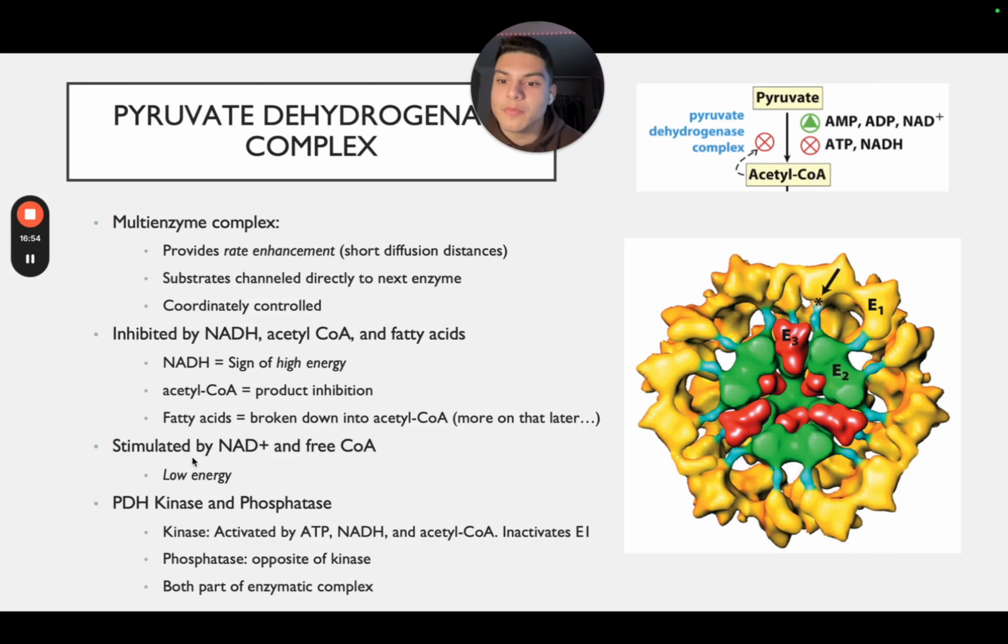And then it's stimulated by NAD plus and free CoA, which are signs of low energy. So that's the way you can rationalize a lot of these regulations, is that we're talking about cellular respiration. We're talking about breaking down macromolecules into usable forms of energy. If we have high energy, we don't need to break down those macromolecules. As a matter of fact, we would probably build those up into glycogen stores, into fatty stores, cholesterol. We would use those for anabolic reactions if we had a scenario where there was high energy.